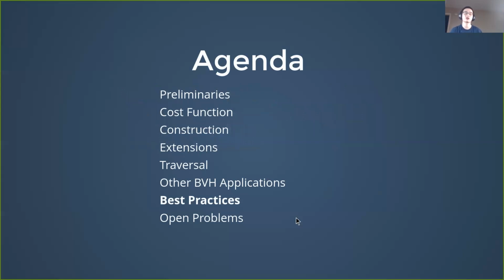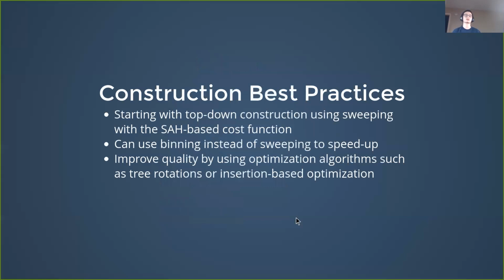Then the paper started to talk about several best practices for BVH if we want to implement one. For construction, the paper recommends using top-down construction with sweeping and using a surface area heuristic-based cost function. And then we can use binning instead of sweeping to speed up. We can also improve the quality by using optimization algorithms such as tree rotation and insertion-based optimization.